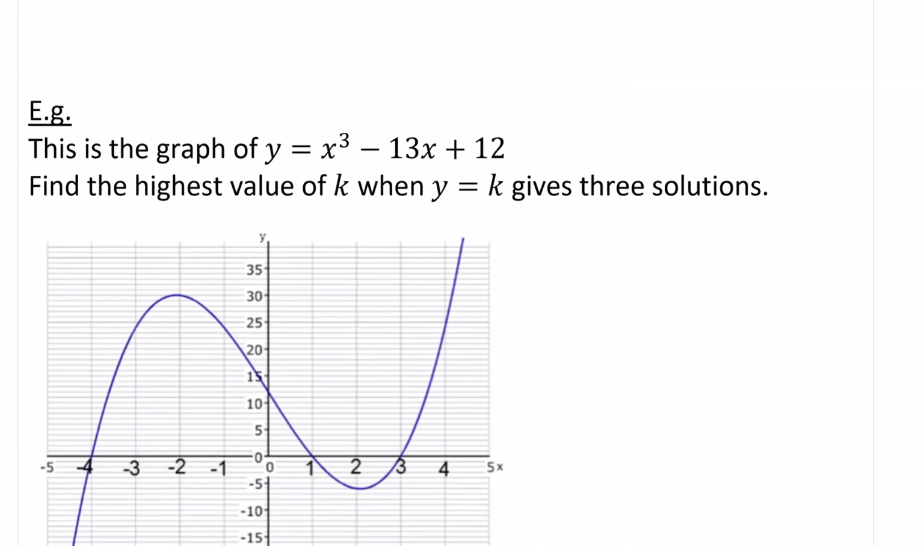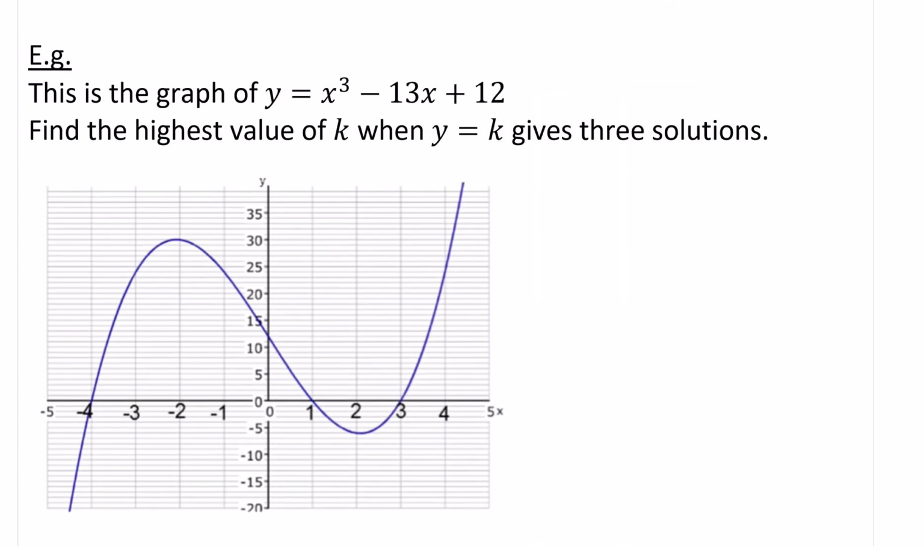Now, this example is a bit different because it asks for something different. It doesn't actually ask for you to solve an equation. It tells you the equation of the graph. This is the graph of y equals x cubed minus 13x plus 12. And it says find the highest value of k when y equals k gives 3 solutions.